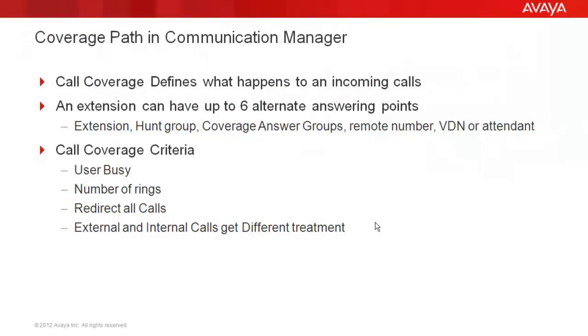Call coverage defines what happens to an incoming call to an extension. An extension can have up to 6 alternate answering points that can include an extension itself, a hunt group, a coverage answer group, a remote number, a VDN, or an attendant.